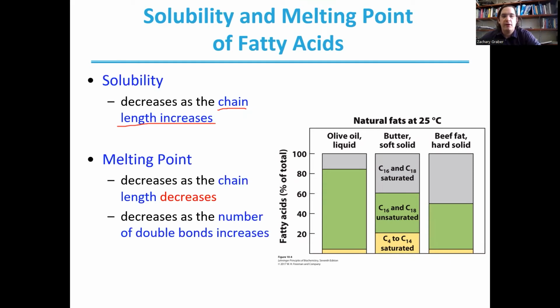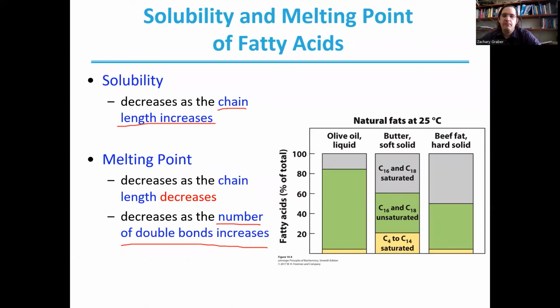Our chain length will also affect our melting point. So as we decrease the length of our chain, our melting point will decrease, right? This is following the typical rules that we've talked about in organic chemistry and general chemistry, right? As your molecule gets smaller, you have less of those interactions between your molecules, and so it's easier to separate those as you move into the liquid state. Our melting point also decreases as the number of double bonds increases.